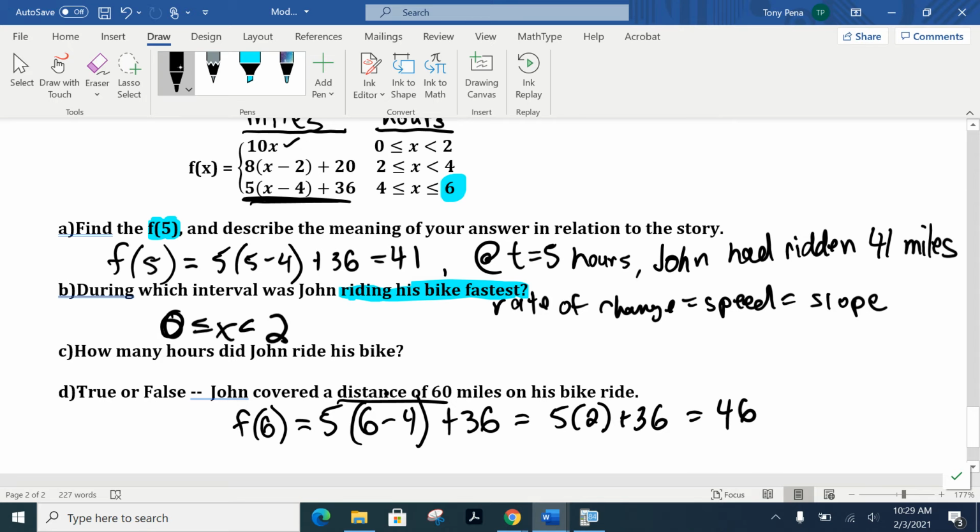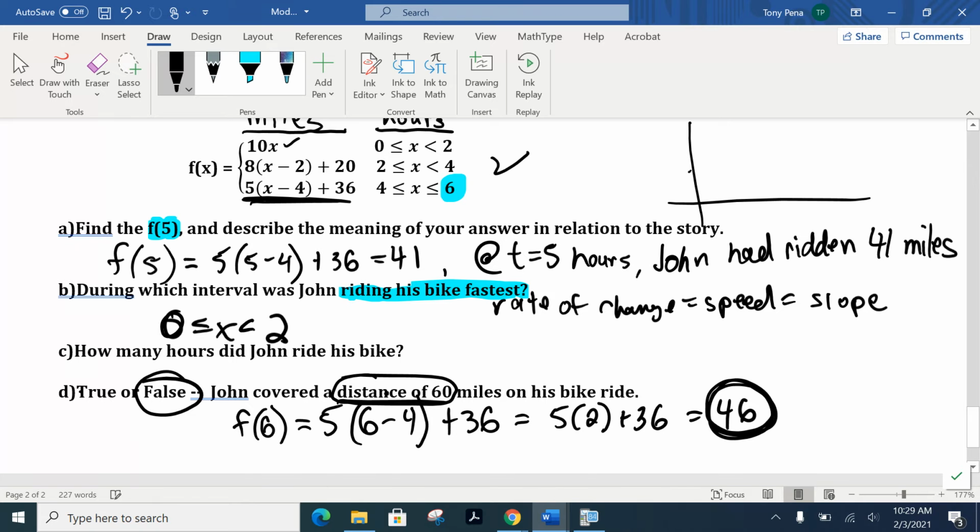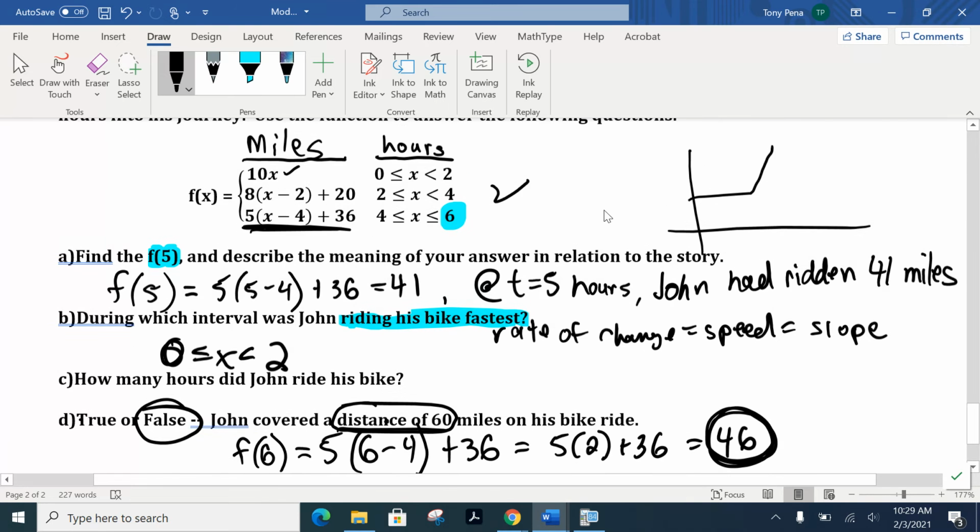So true or false, did John cover 60 miles overall on his trip? No. This is how far he traveled in that 6 hour period. So that statement would be false. All right. So be able to answer some word problems, whether I give it to you as a piecewise function like this, or on the quiz, I gave you a little graph and I asked you a series of questions on the graph. Be prepared for either of those. All right. Those are definitely on there as well.